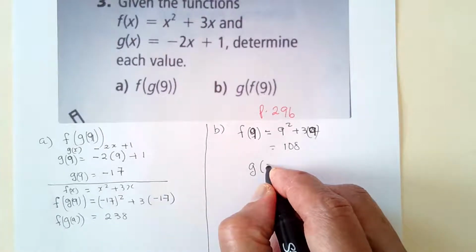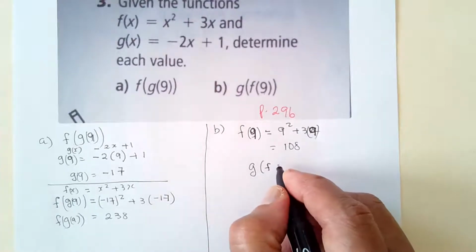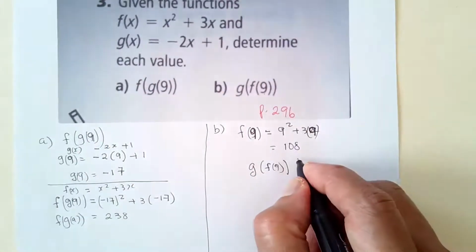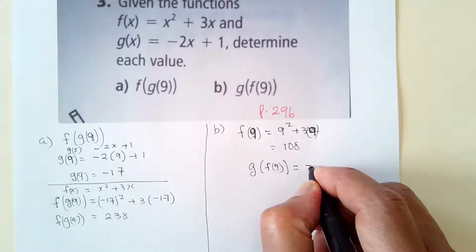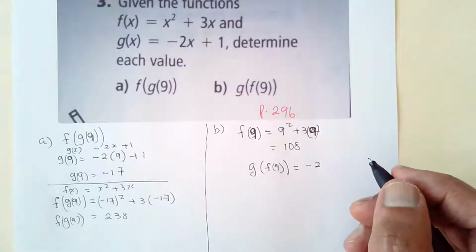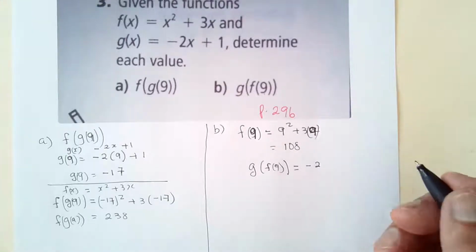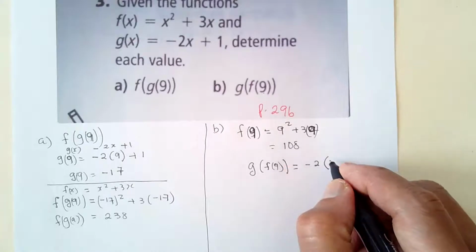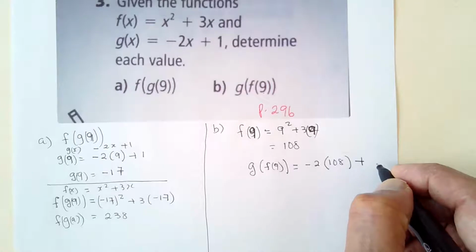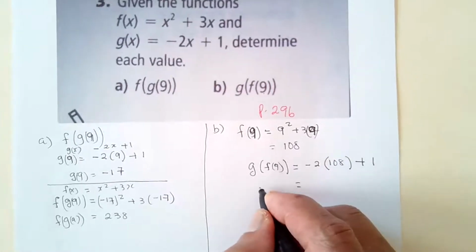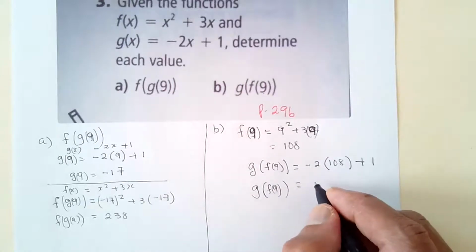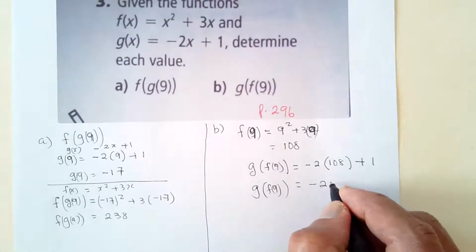of f of 9. So I'll use, which is equal to negative 2 times 108 plus 1. It gives me, so g of f of 9 is equal to negative 215.